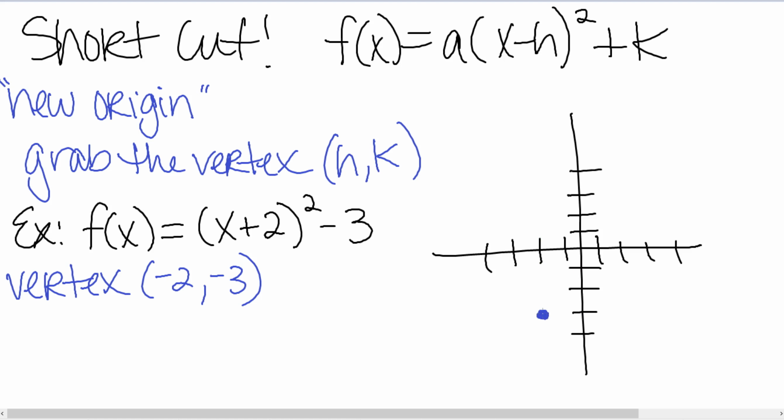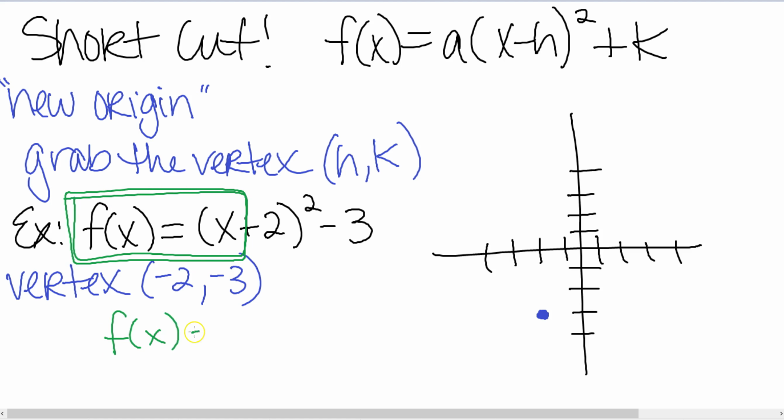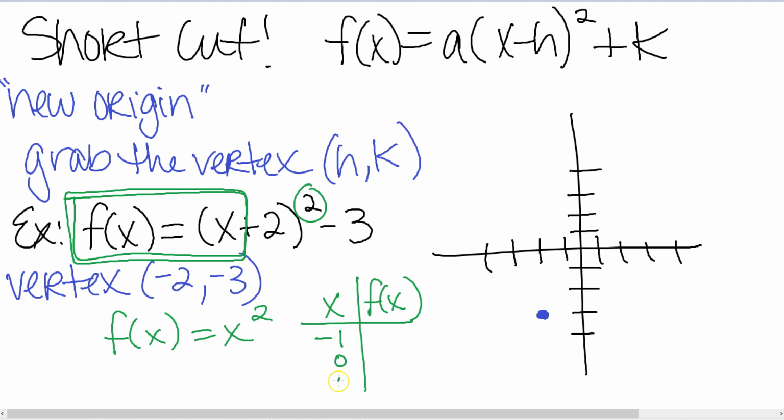Okay? When I do that, I can actually just then take the parent function here and graph this. Well, don't forget the squared. Graph this starting from my new origin. So remember my little table. We have when x is -1, 0, +1. I'm just going to use 3 points. So that would be -1 squared is +1, 0 squared is 0, and 1 squared is 1.